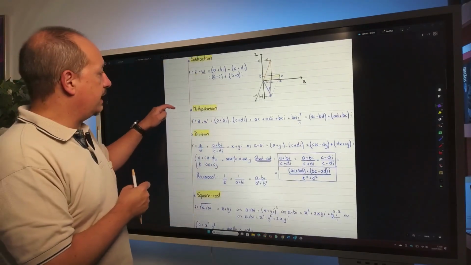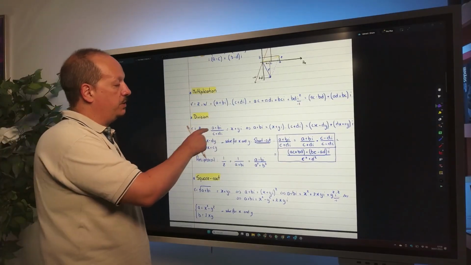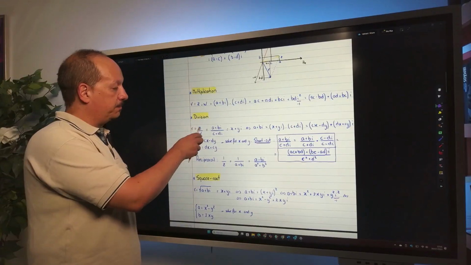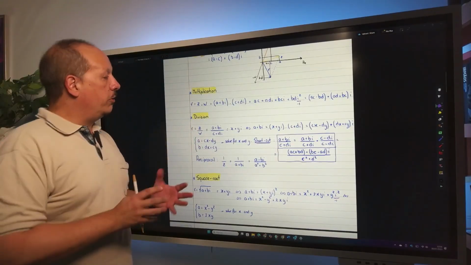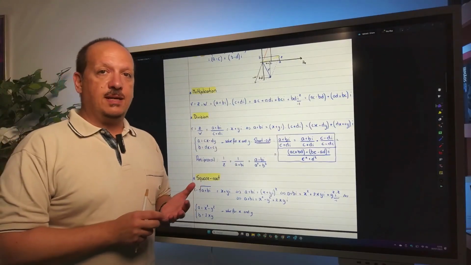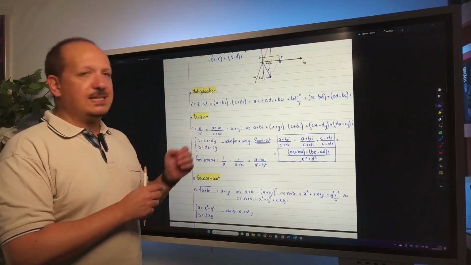Division is not that straightforward. So let's say that you have the same numbers divided, z being divided by w. In order for us to figure out what is the resultant complex number, we have to use this method.